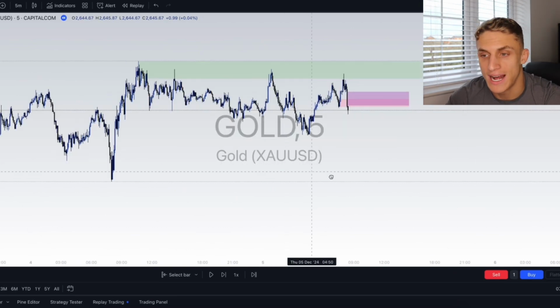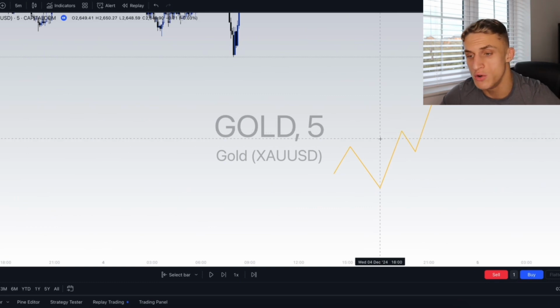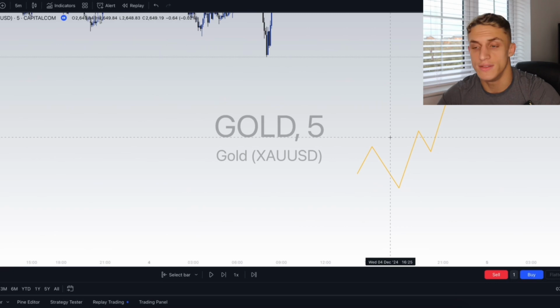The third entry model that I tend to use is the unicorn model. Everyone in the group will know exactly what I'm talking about, because I harp on and on about this. But the reason I do it is because it works so consistently. In the unicorn model, all you're looking for is 2 breakup structures and then an order block and a fair value gap within these breakup structures.